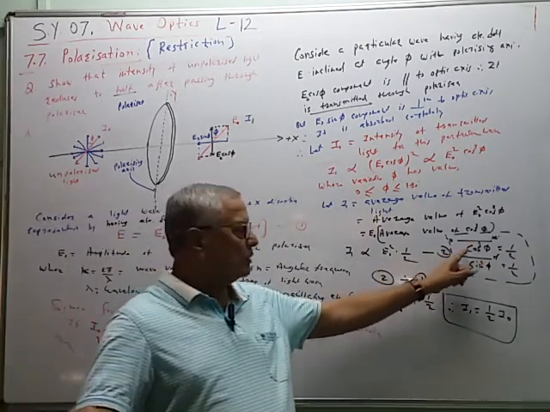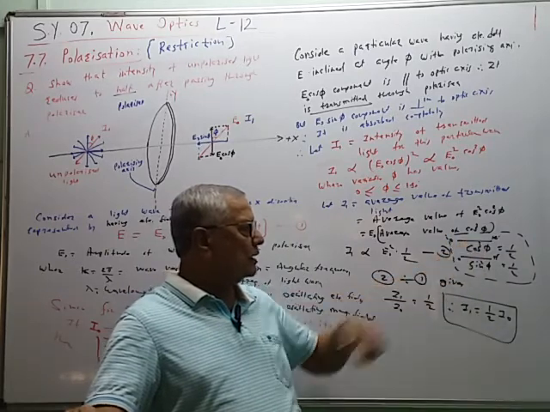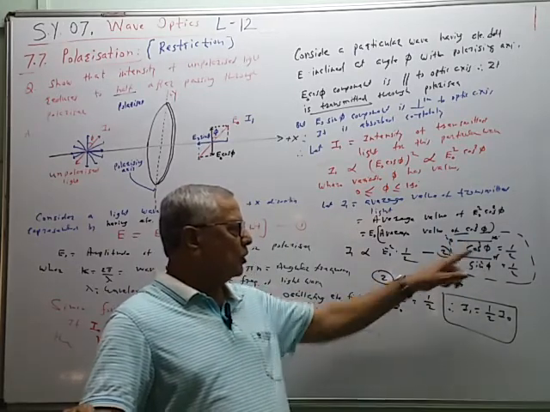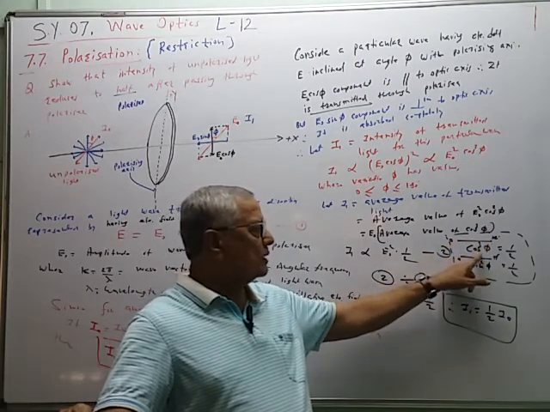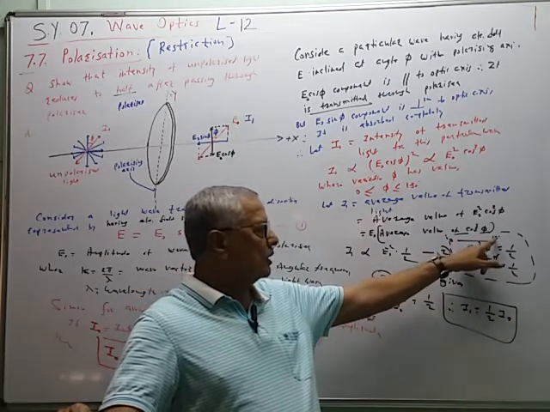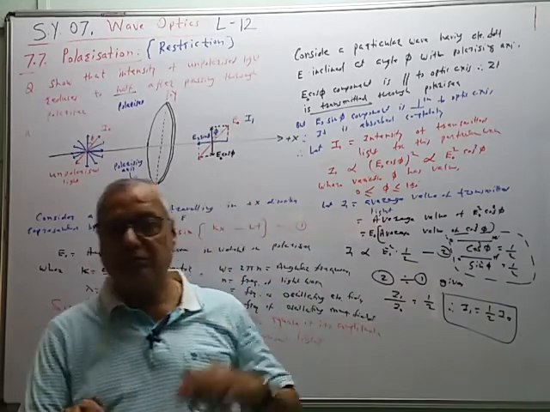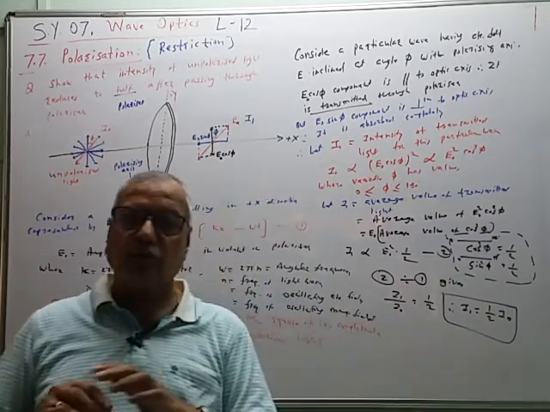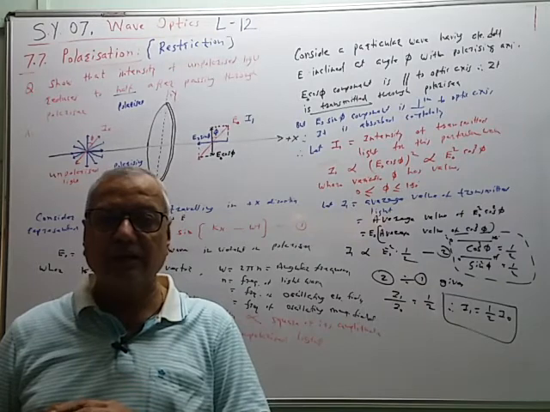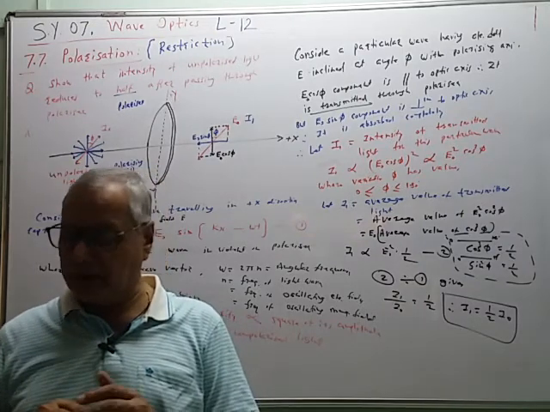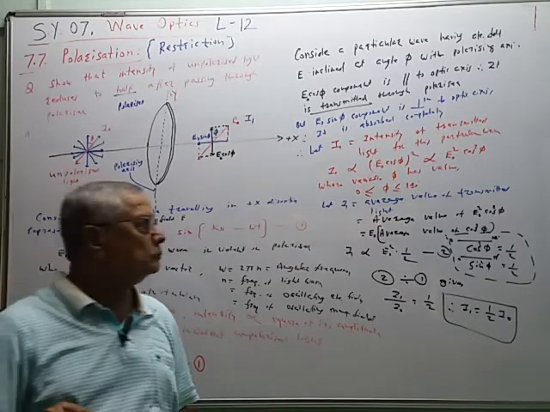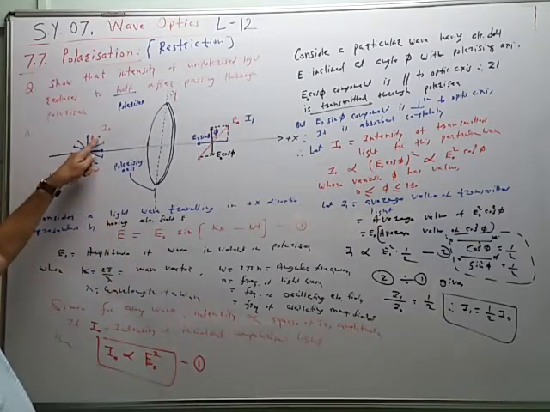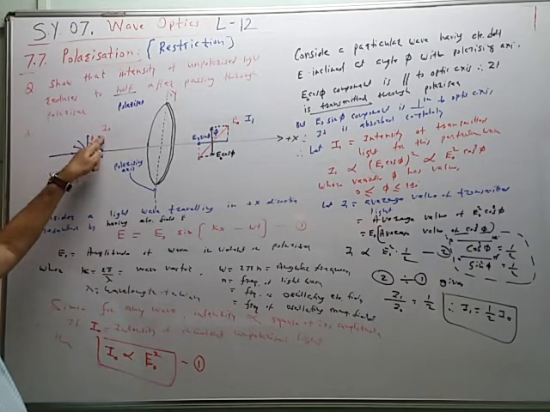So the average value of cos square phi from 0 to 180 degree is equal to 1 half. Cos of 0 is 1, cos of 90 is equal to 0, and cos of 180 is equal to minus 1. But there is a square, so cos square 180 degree is also 1, like this. So I1 is equal to I0 by 2. So in this figure, this factor is very important.